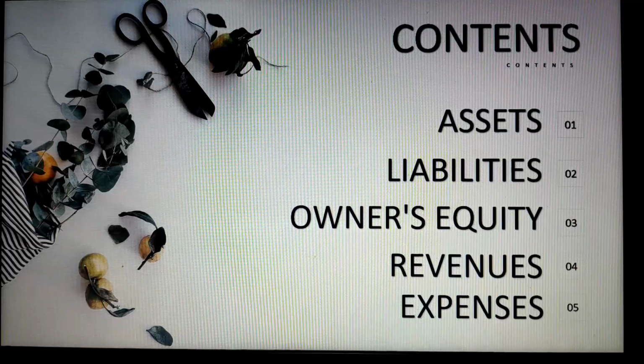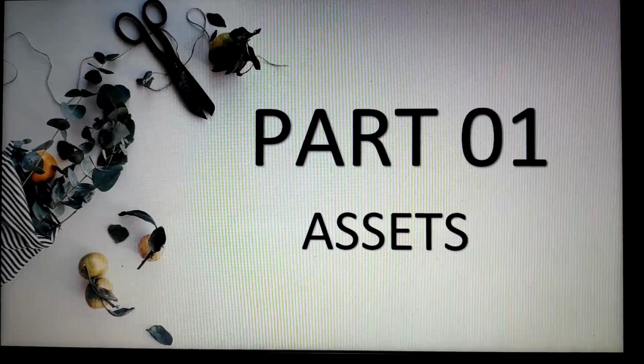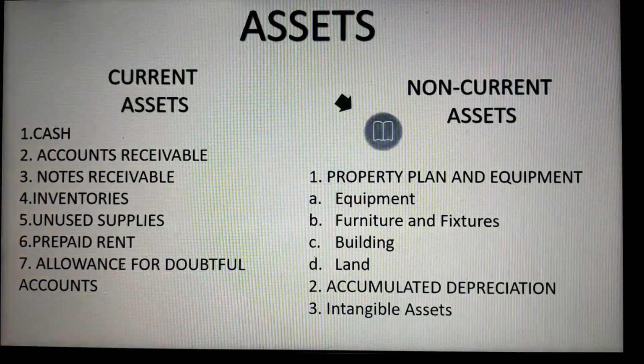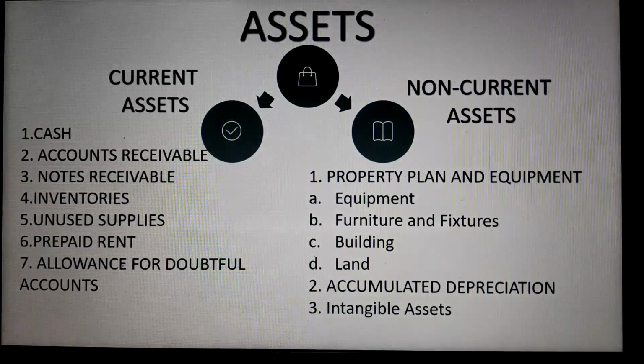So first, we will talk about assets. In assets, we have two classifications of assets: the current assets and the non-current assets. In current assets, we have cash, accounts receivable, notes receivable, inventories, unused supplies or supplies, and then prepaid rent and allowance for doubtful account.